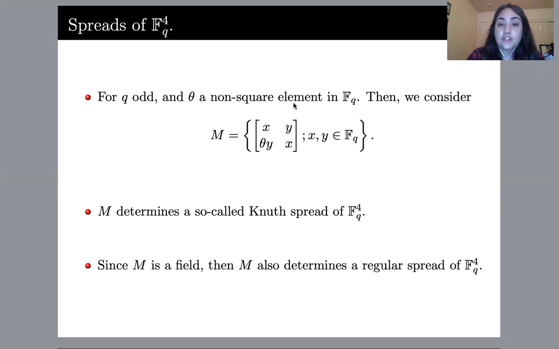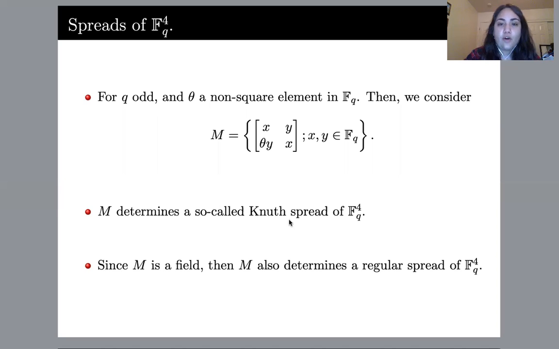For q odd and theta a non-square element in F_q, we consider the set of matrices of the form (x, y; theta y, x) for all x and y in my finite field. M determines a so-called Knuth spread of F_q^4. And since M is a field, M also determines a regular spread of F_q^4. If you recall from the definition of spread, a spread is basically a set of two-dimensional subspaces in my vector space F_q^4. Now here, we're looking at the set of matrices, and that is because we can actually associate some of these two-dimensional subspaces with matrices.